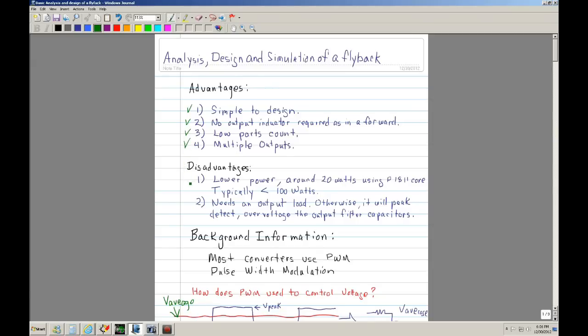Now, some of the disadvantages are that they're usually reserved for lower power. If you're using a P1811 core, you can get about 20 watts, but typically you want to use flybacks for anything below 100 watts. Okay.